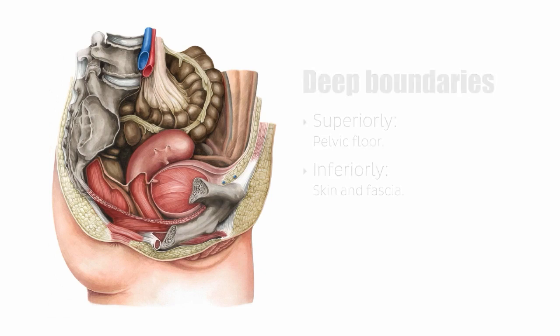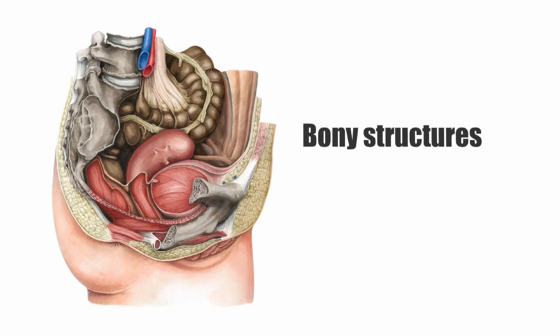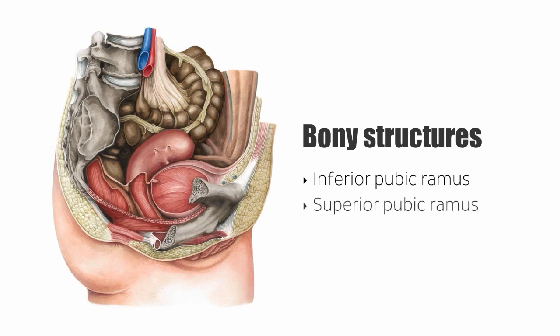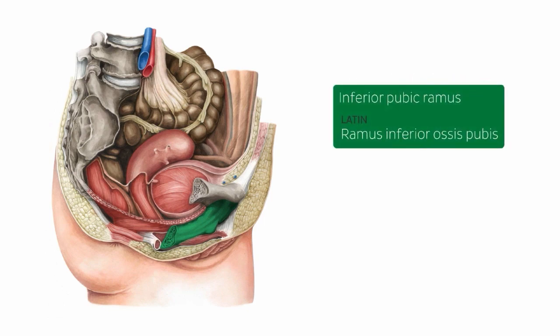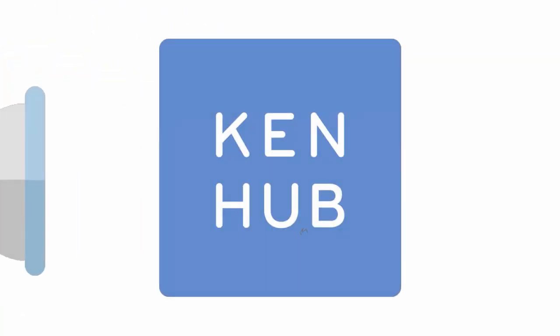On this image, we're going to see some bony structures that we're going to briefly talk about in this tutorial, including the inferior pubic ramus, the superior pubic ramus, and also the fifth lumbar vertebra. Let's start off by highlighting what is known as the inferior pubic ramus. The inferior pubic ramus is a part of the pelvis and is a relatively thin and flat part of the pubic bone.